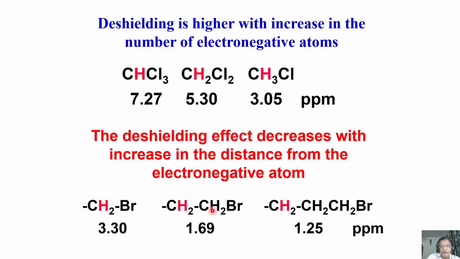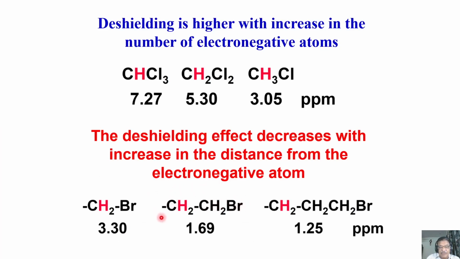Now, what I am going to do is, I will add another CH2 in between this CH2 and Br. Now, what is happening? The distance between this bromine atom and this hydrogen atom, this proton, increased. So because the distance is increased, the influence of this bromine atom on the CH2 is much less compared to this molecule. So there is not much of an inductive effect.